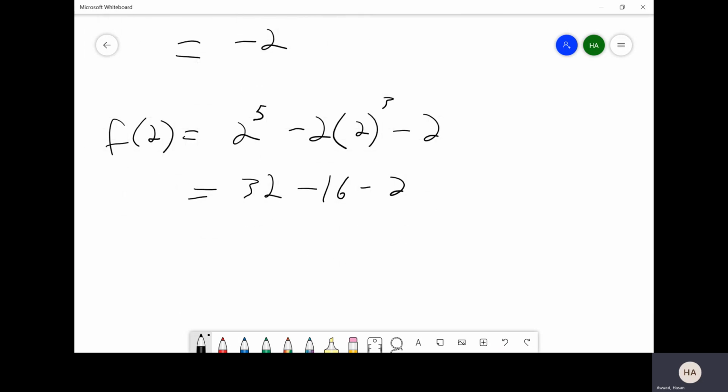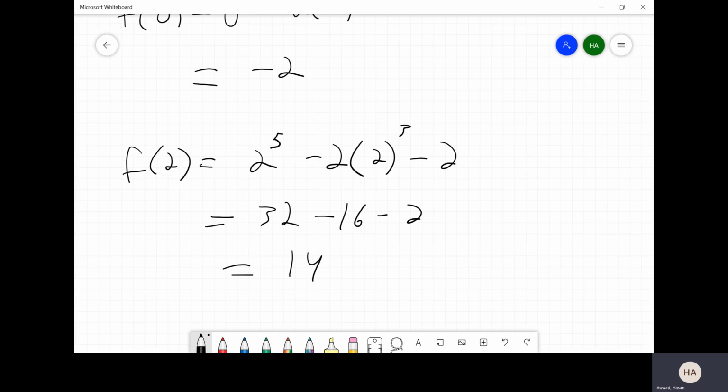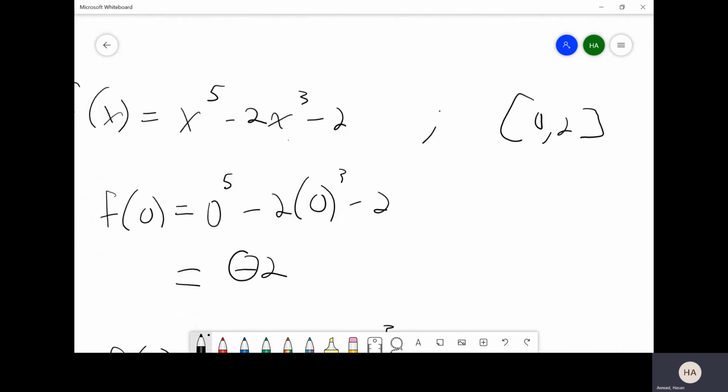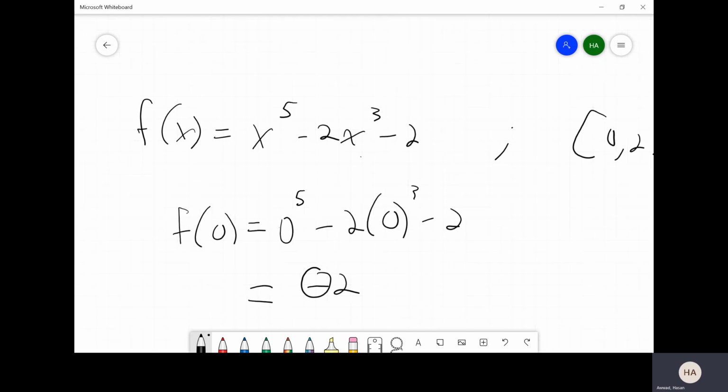And yeah, even on inspection, you already know this is going to be positive, but if you don't see it immediately, that's okay. 32 minus 16 is still 16. Minus 2 gives you 14. And once again, notice you had a negative for your first value. You have a positive for your second value. So by intermediate value theorem, you have in fact shown that on the interval from 0 to 2, there is a solution to f of x. You have shown that a solution exists somewhere in there for this function. Okay.